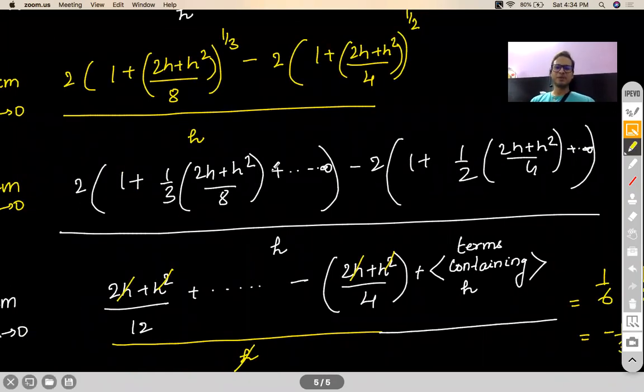When you expand them, you realize that 2 and 2 will get cancelled off. Of course, this term will remain. The first non-zero term will be this term. Other terms would also be there, but you need not write them. You can just write dot dot dot. Minus this term will be remaining. The other terms you can club as the terms containing higher powers of h in them.